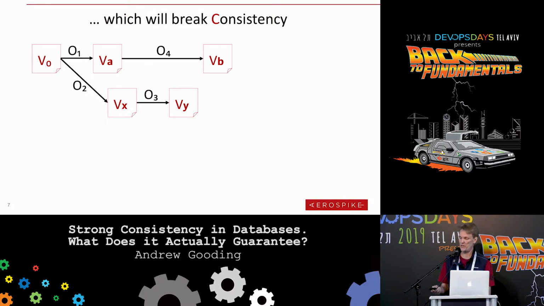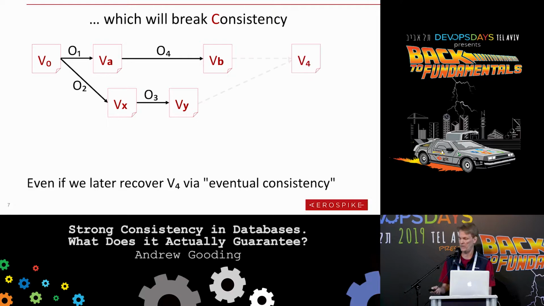Eventually, perhaps your cluster will mend itself, and so you'll take all the versions that split and you'll merge them together again. And sometimes, if you're really clever, you might actually even be able to recover V4. In other words, the exact record that you would have seen if none of this splitting ever happened, and you had guaranteed strong consistency.